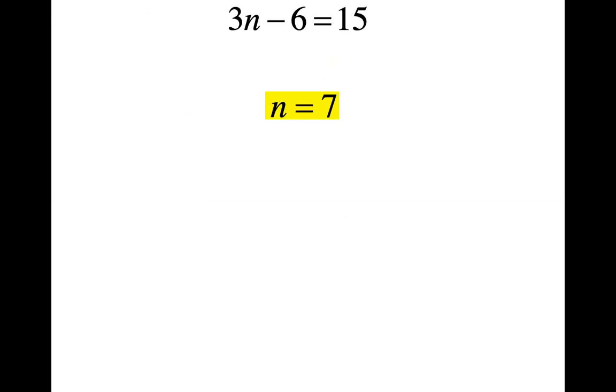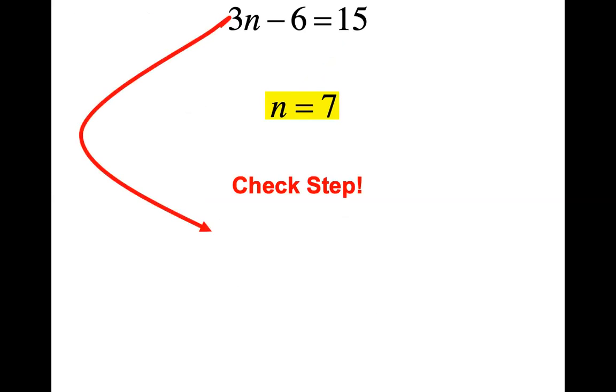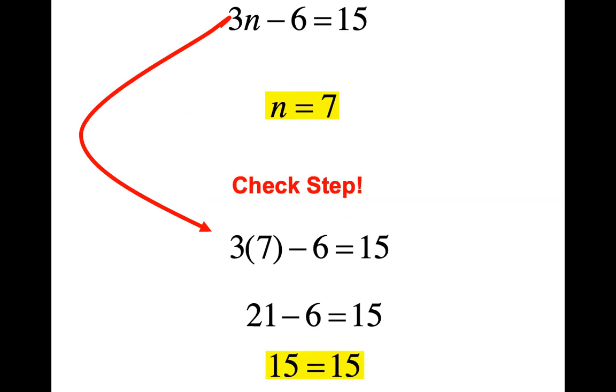That's 3 times 7 is 21. Let me catch up with you. 3 times 7 is 21, and 21 minus 6 is in fact 15. So we know it's true. Do you have to do a check step?